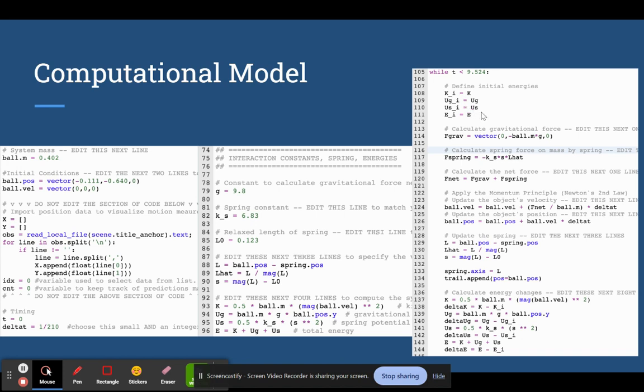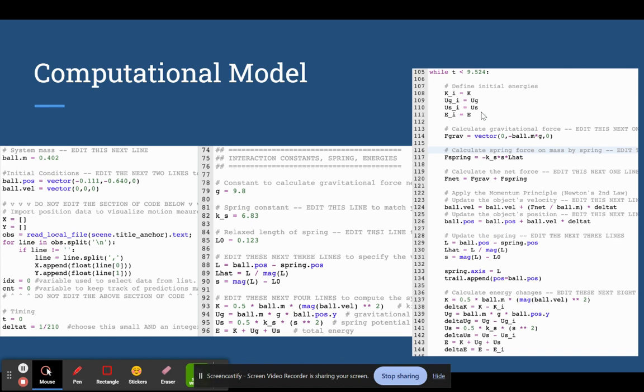We defined our initial energies just using the first energies, and then as they changed, we updated them. The force of gravity was just the ball's mass times g. Force of spring was the spring constant times the spring length times the direction. And then the F net was those two forces combined.